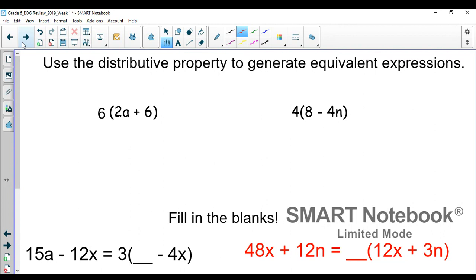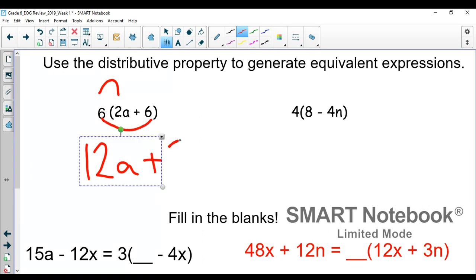Okay, next we're going to move on to the distributive property. The distributive property is used to generate equivalent expressions. And basically what the distributive property says is that when you have numbers inside the parentheses and something on the outside, you multiply the outside value by both inside numbers. So in this case, it would be 6 times 2a, which is 12a, and 6 times 6, which is 36.